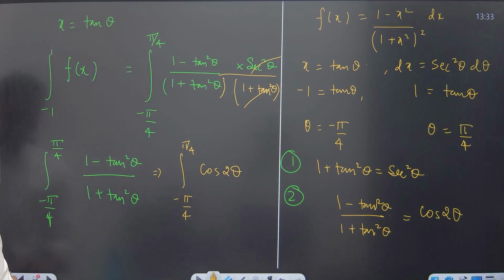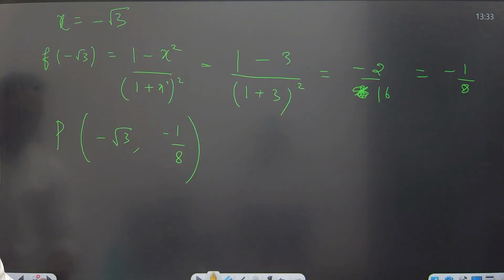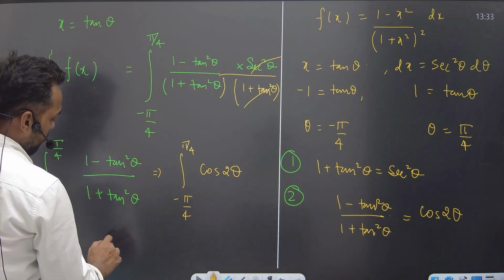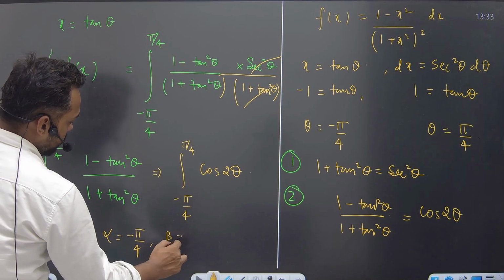In the question they have asked only this: what is the value of alpha and beta. So we have got the alpha and beta values, student. Alpha was negative pi by 4 and beta was positive pi by 4.